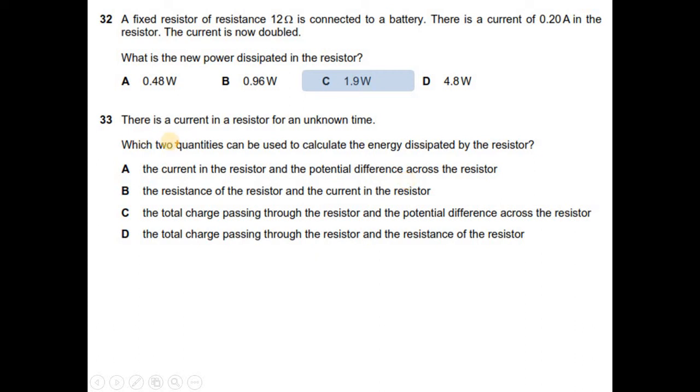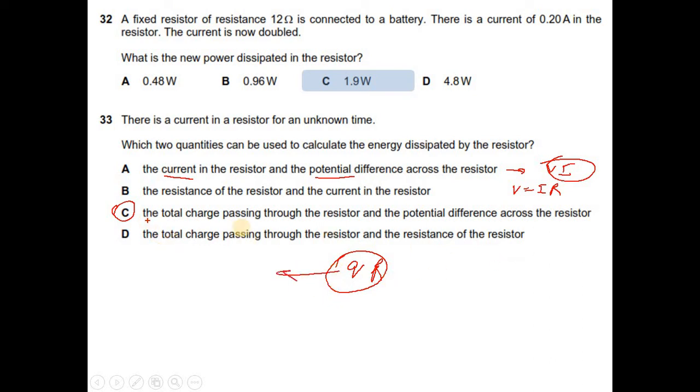If you see, in the first option, you have a current and the potential difference. So VI, VI is not energy, this is power. The resistance R and the current: V equal IR. We don't have energy here. So it will give us potential difference, not the energy. The total charge passing through the resistor and the potential difference: indeed, C should be the option. Why? I will explain later on. But what about D? Total charge passing through the resistor and the resistance. So Q and R will not give us any information. It will give something else.